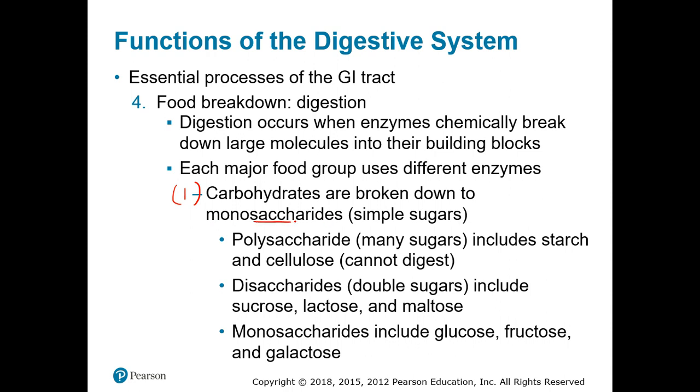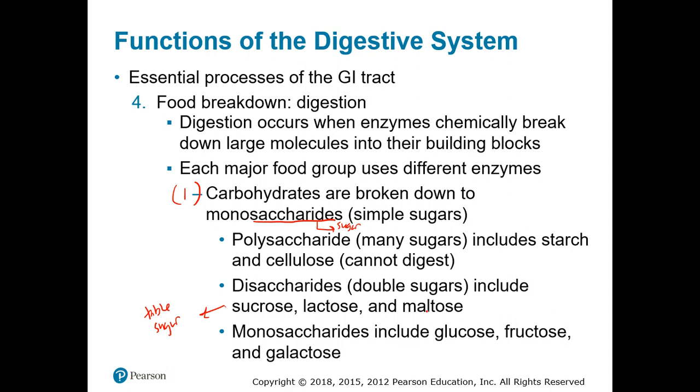So, saccharide means sugar. So if you hear the word polysaccharide, that means many sugars. These are things like starches that you eat, or even cellulose that's found in plants, which you can't digest. You have disaccharides. Di means two. These are things like sucrose, which again is table sugar, lactose, which is going to be found in milk, and then maltose, which is found in a lot of grains.